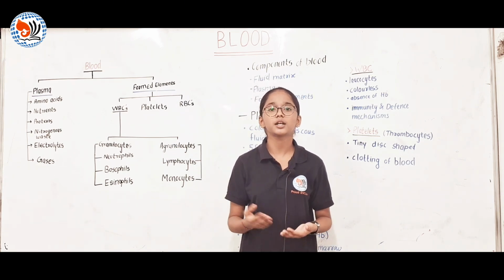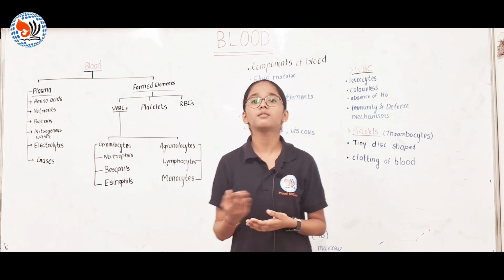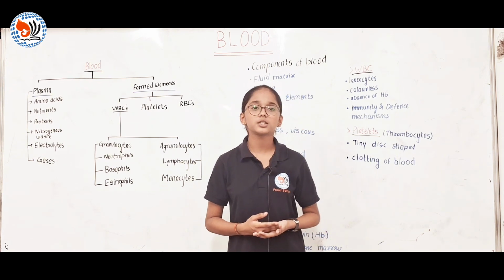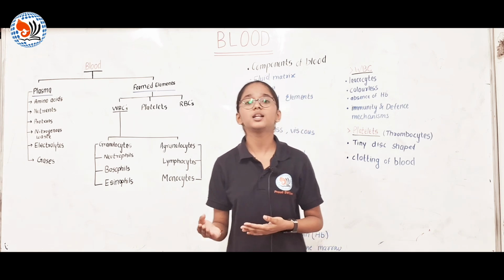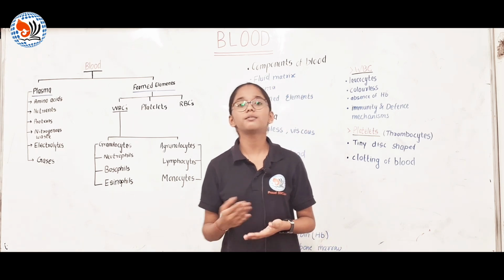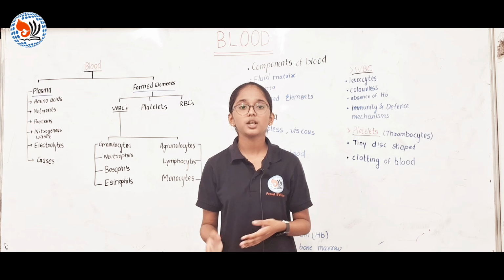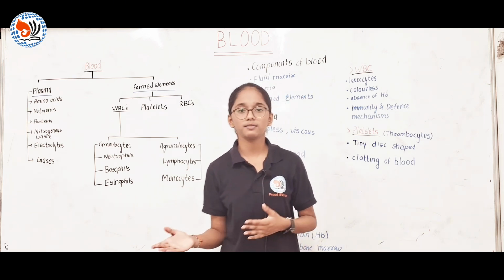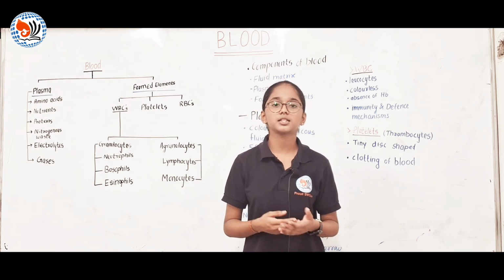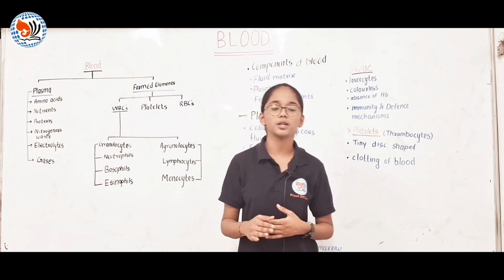Blood is a fluid connective tissue that consists of plasma, the fluid matrix, and form elements. It circulates throughout our body, delivering oxygen and nutrients to our various cells and tissues. It makes up 8% of our body weight. An average adult possesses around 5 to 6 liters of blood in their body.